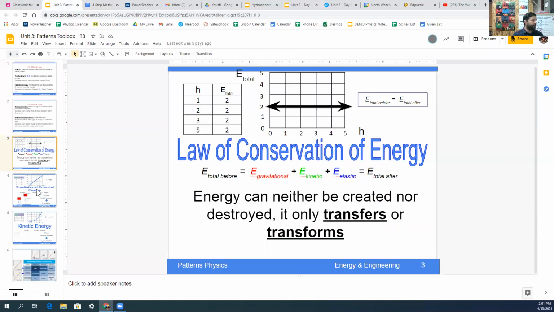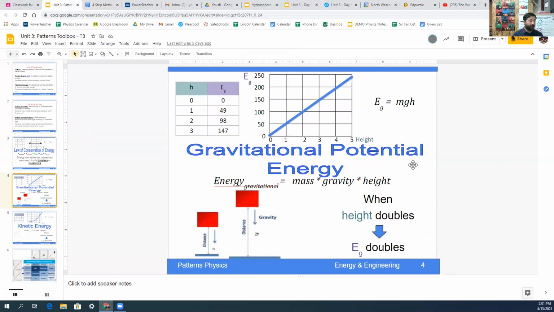If we're trying to find gravitational potential energy, then I'm going to come to the gravitational potential energy slide. And as you can see on this slide, we have an equation for gravitational potential energy. That's equal to the mass times gravity times height.